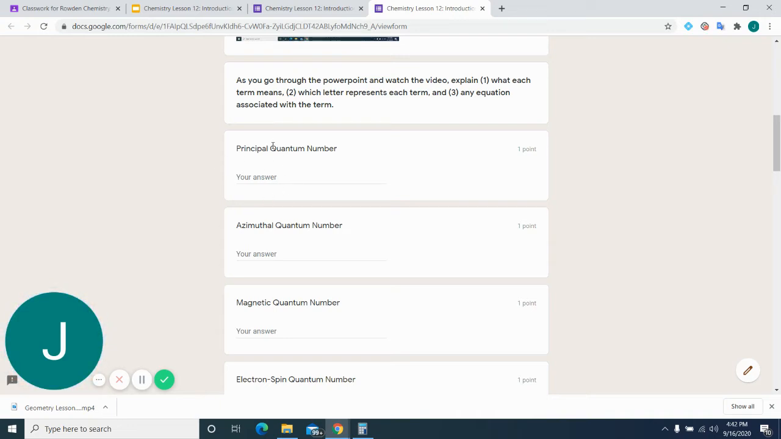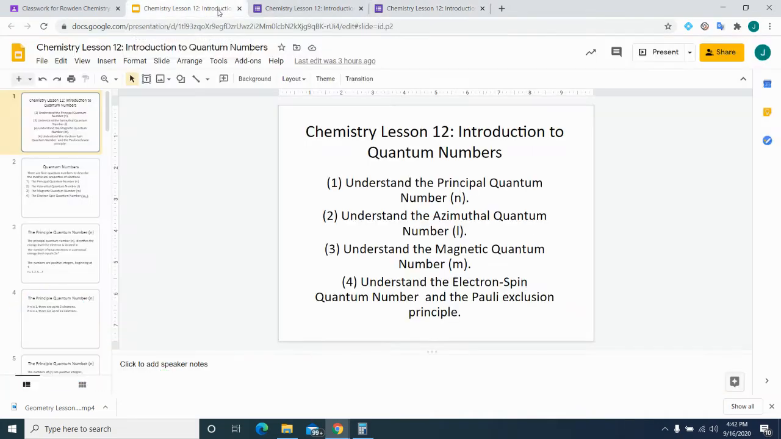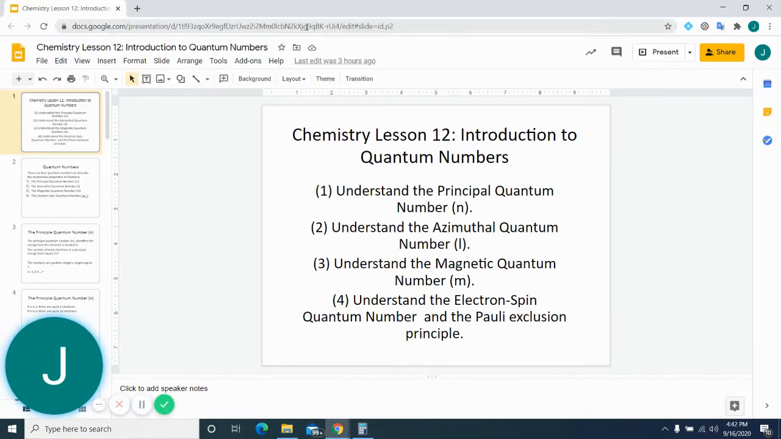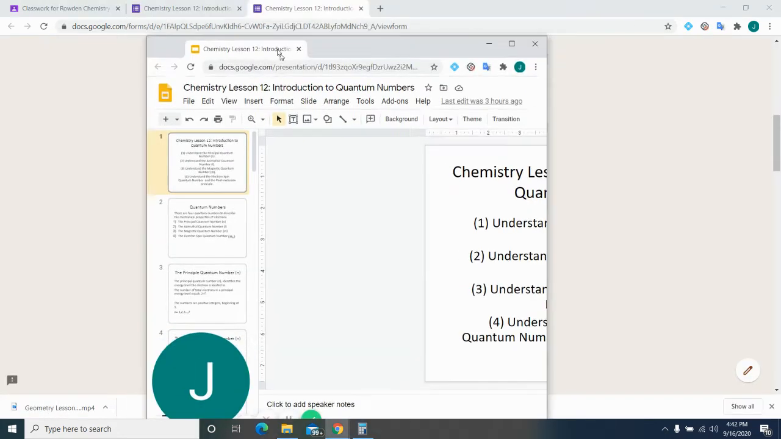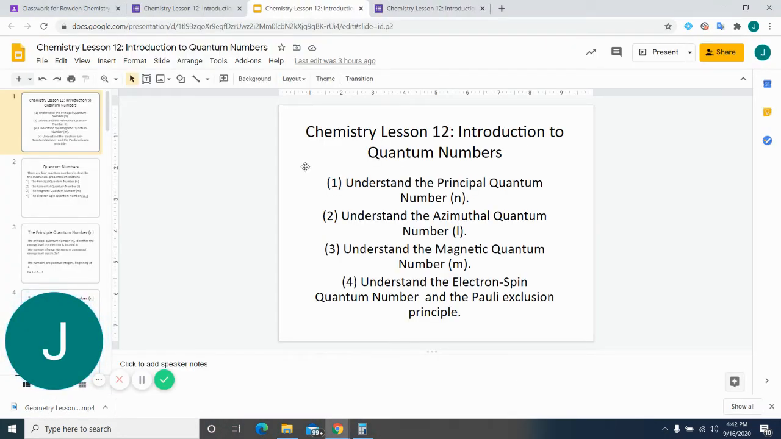You're going to say what each term means, and then which letter we use to represent the term, and then give any type of equation that goes with the term. So let's go ahead and get started. This is going to be kind of a unique lesson. It's definitely going to seem kind of strange the first time you go through this.